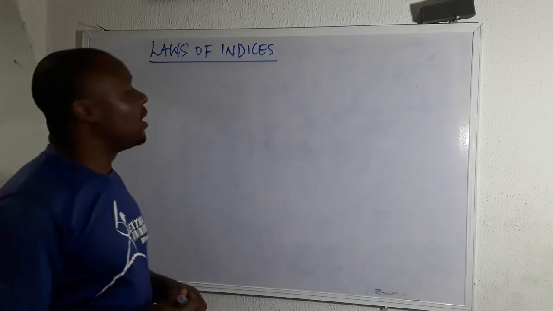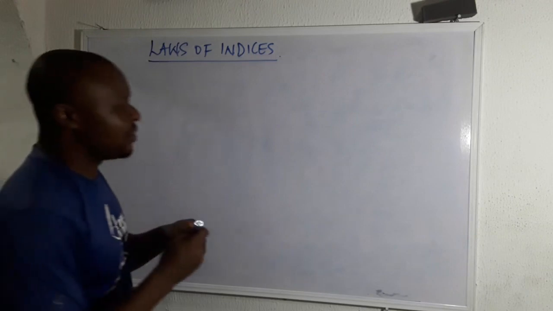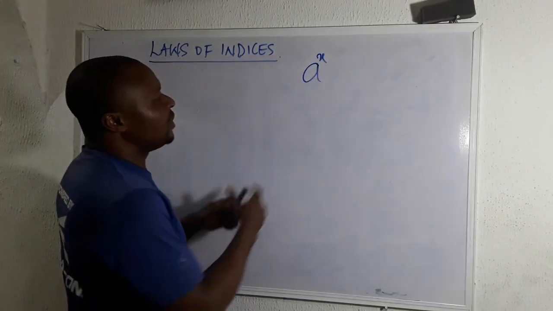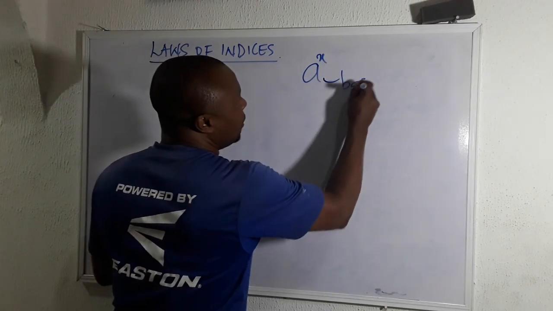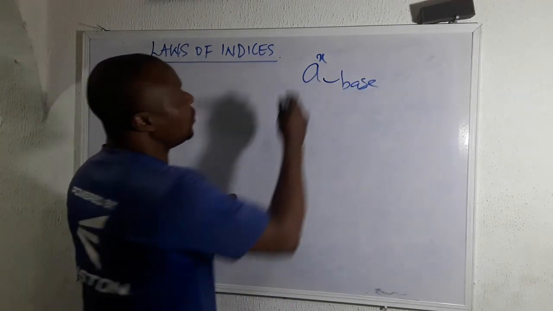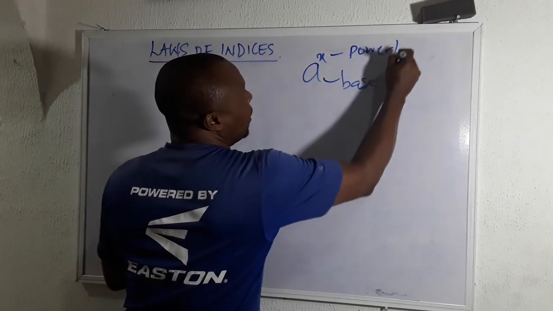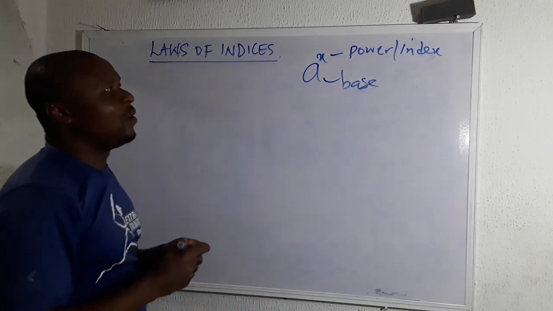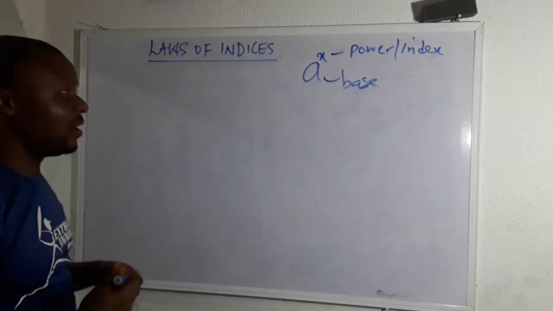Now the first law of indices says, when numbers are written like this, say a like this, the one under is called the base, and the one on top is called the index or power. Now I'm going to be using power often in my illustration.